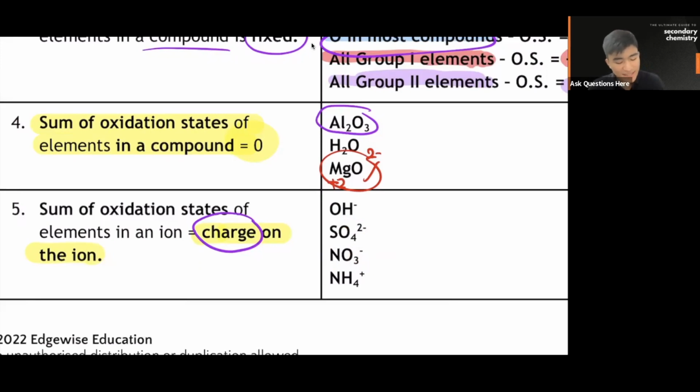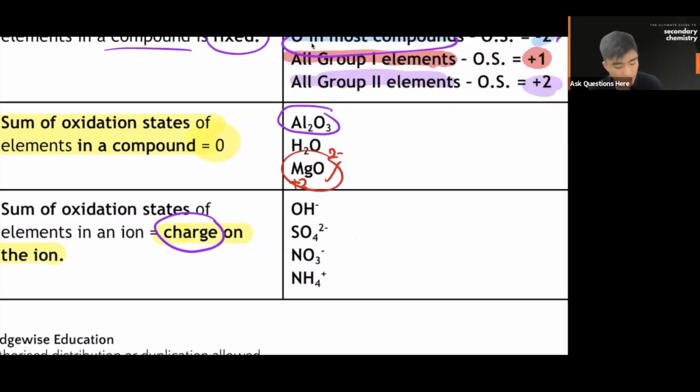All right, let's look at OH minus first. I'm going to simplify this very easily for you. The sum of oxidation states of all the elements in an ion must be equal to the charge, right? So therefore, oxygen is minus 2, and I have how many oxygen? 1 oxygen. So I get 1 times minus 2 plus 1 times plus 1 because hydrogen is plus 1. It will give us minus 1, which corresponds to the charge over here.